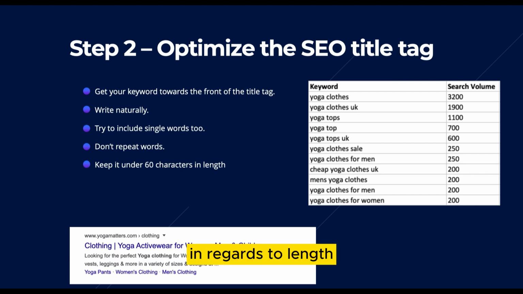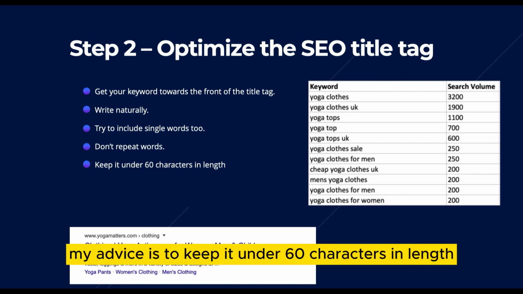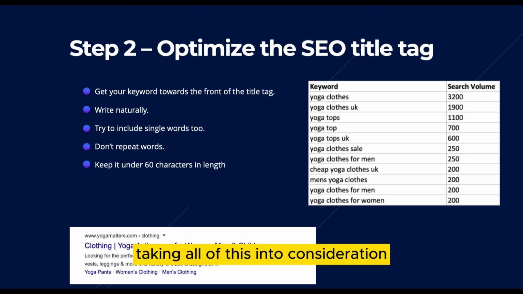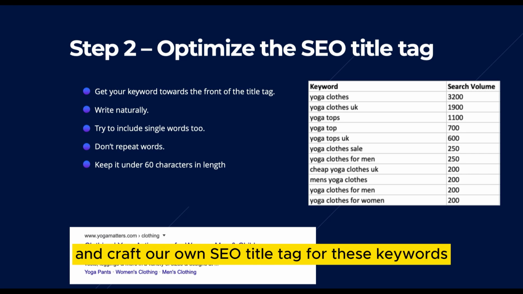In regards to length, this changes pretty often. However, my advice is to keep it under 60 characters in length. Taking all of this into consideration, let's head over to the back end of our WordPress website and craft our own SEO title tag for these keywords.